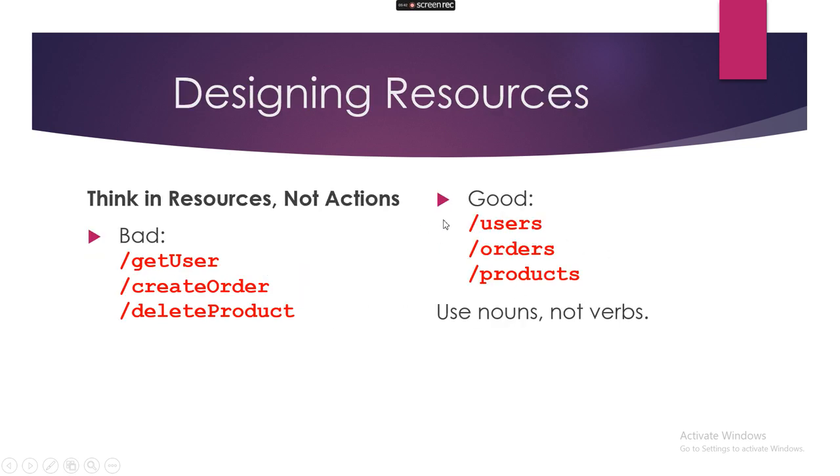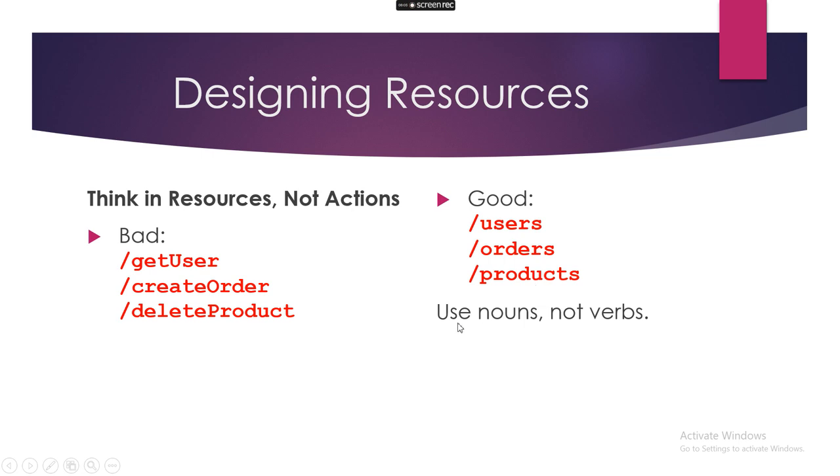So we're going to have the request type, which is a GET, not the verb get user, but the request type. And we're going to get the request type GET order and GET product. We also use POST users, POST orders, or DELETE product. So bottom line is when you're designing the endpoints, you use the noun, which is /users, /product, /orders, right?